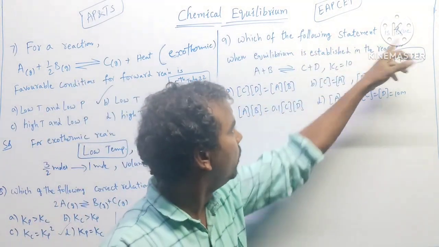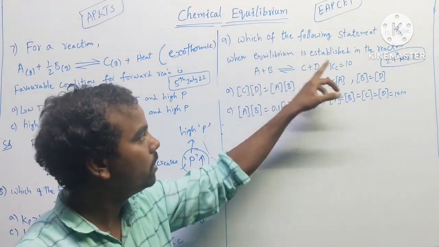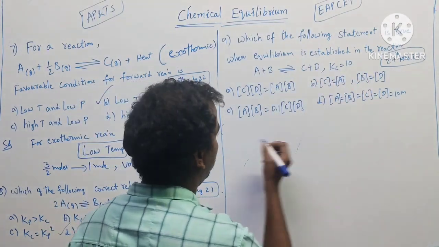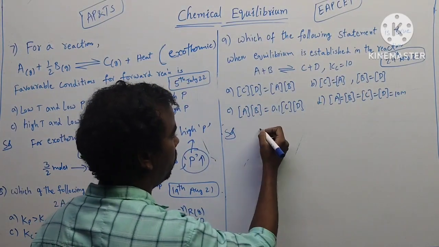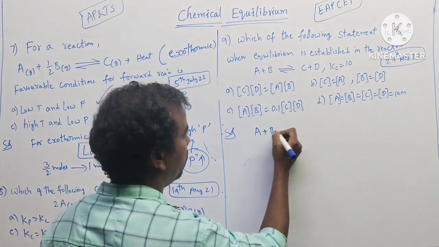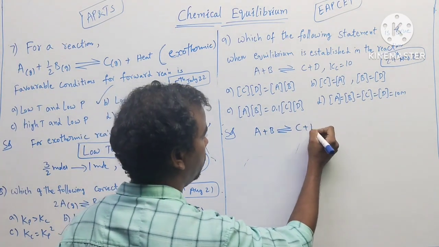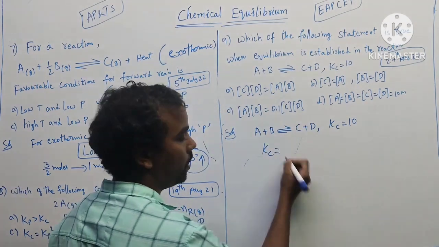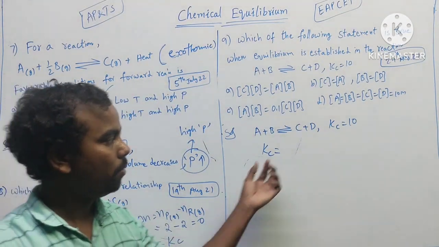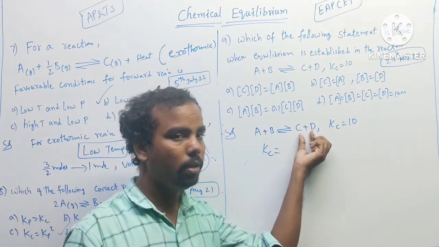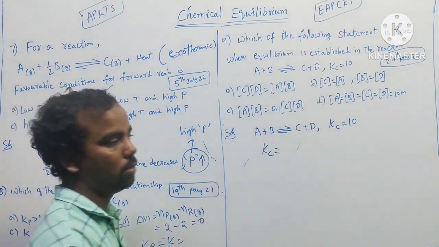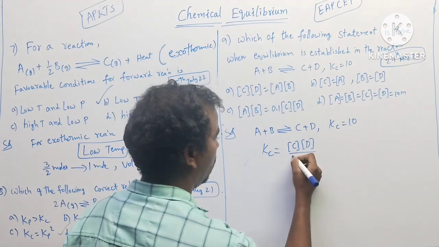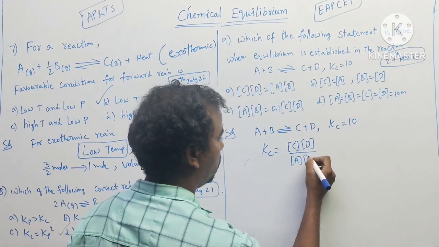So next, the 9th one. Which of the following statements is true when equilibrium is established in this reaction? This reaction is given at Kc equal to 10. So first you write A plus B in equilibrium with C plus D, Kc is equal to 10. How do you write Kc? Kc is the product of concentrations of products divided by the product of concentrations of reactants. So Kc is concentration of C times concentration of D by concentration of A times concentration of B.